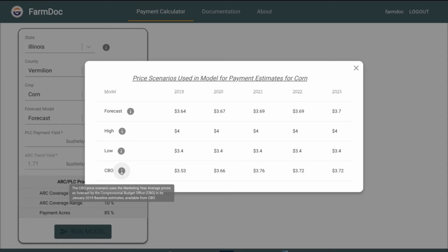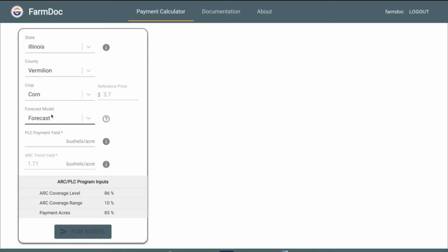And then for those of us that enjoy the CBO analysis of things, we have the Congressional Budget Office's price forecast plugged in here. This is from the January 2019 baseline. We'll update this as CBO updates its baseline price forecast. And eventually, we're looking at some features like being able to pick your own prices over time. But right now, we've got these baked in to give you just a rough sense of this. So that's the price forecast. You're going to select that here. That's what runs the model.